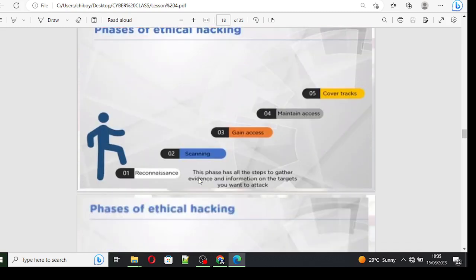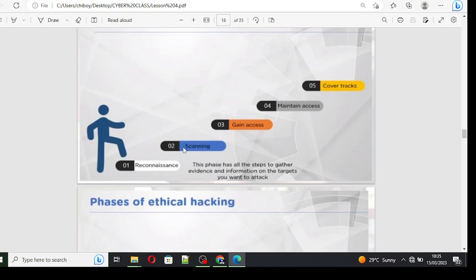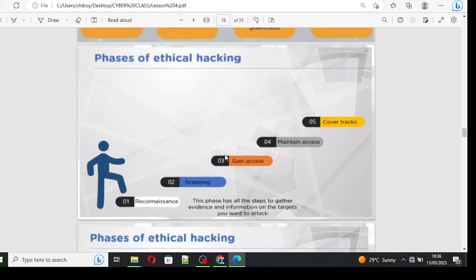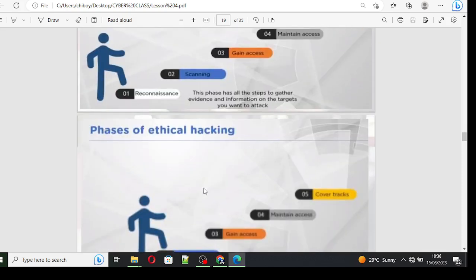If you are mounting an attack, these are the phases. One, reconnaissance. The second one is scanning. The third one is gaining access to what you're doing. The fourth one is maintaining access, and the fifth one is covering your tracks.